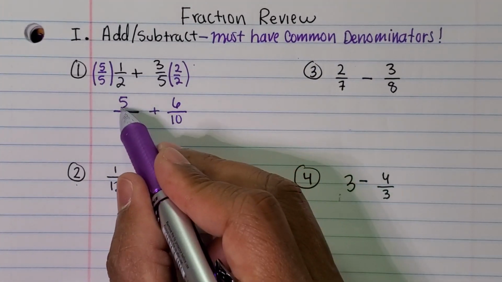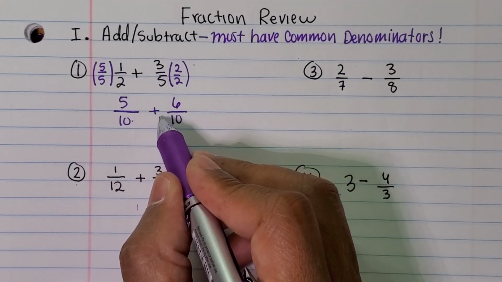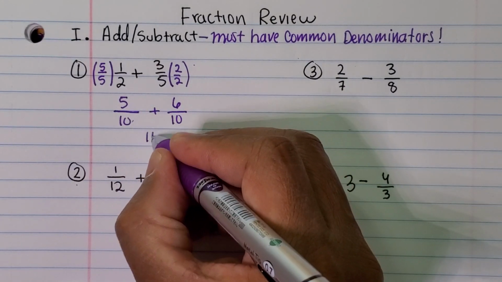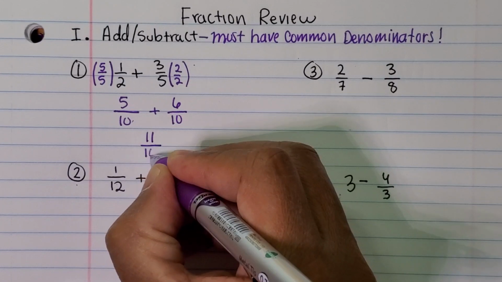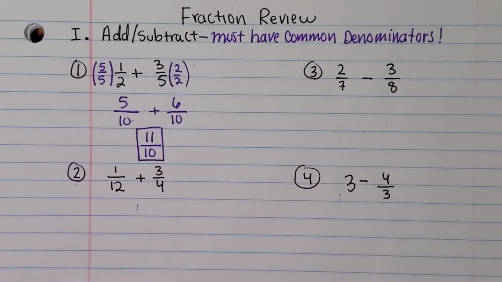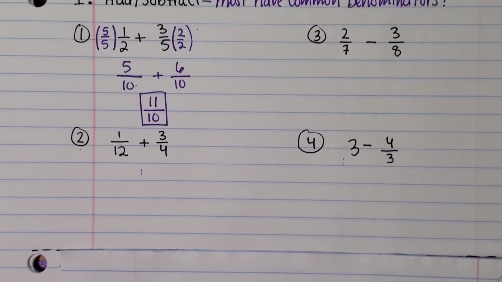So then once we have the same denominator, we just add the numerators. So 5 plus 6, that's 11, and keep the denominator. So the answer to this problem is 11/10. All right, let's go to the next example.